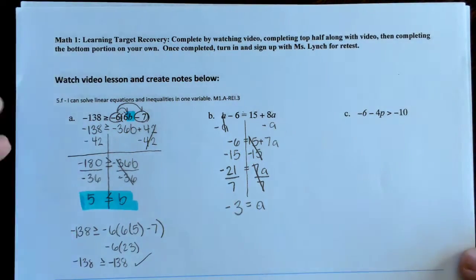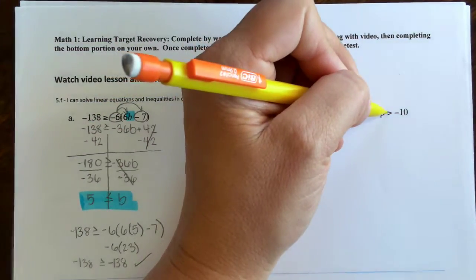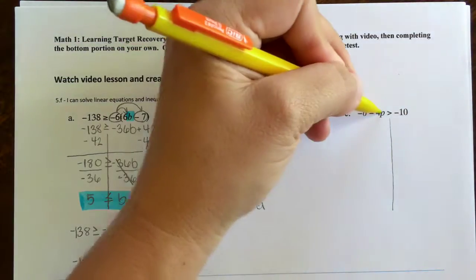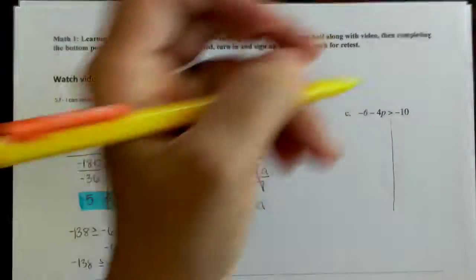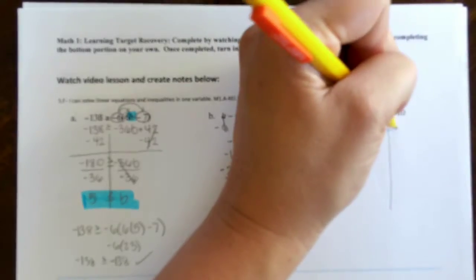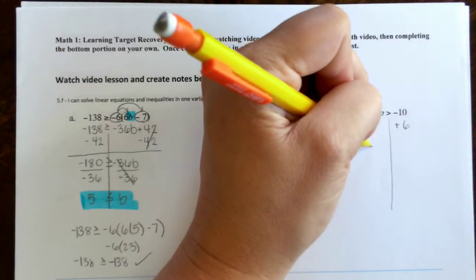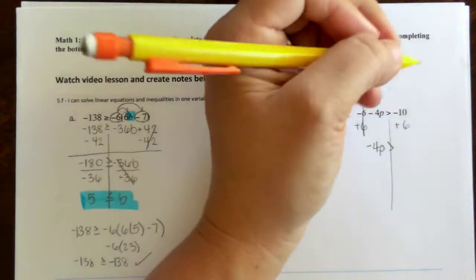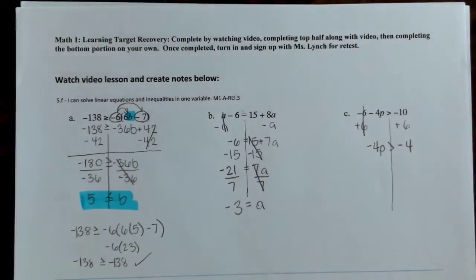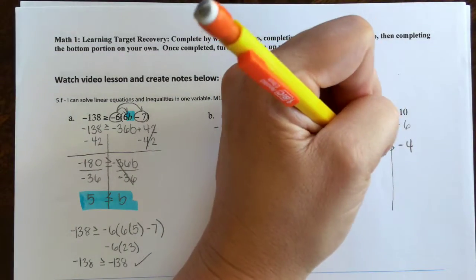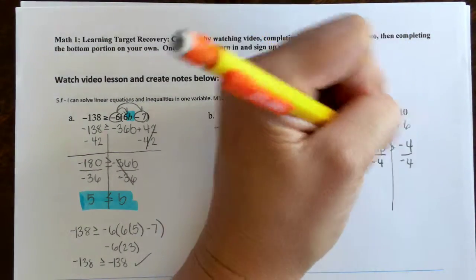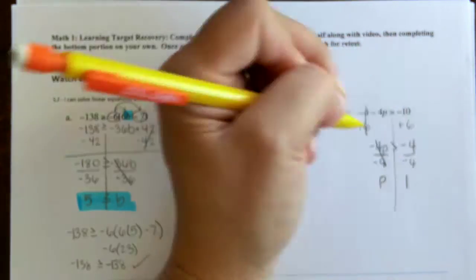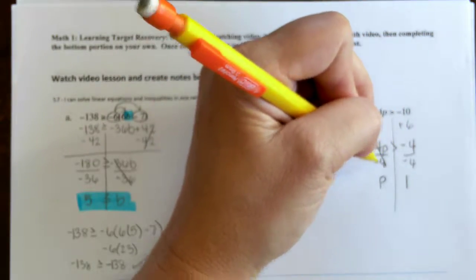Okay, one more. I've got -6 minus 4p is greater than -10. I'm going to draw a line down the equal sign, and I'm trying to isolate that p. So what I've got there is adding 6, cancels that out. I end up with -4p is greater than -10 plus 6 is going to give me -4. Then going to be dividing by -4, and p, and -4 divided by -4 is 1. And what happens to the sign when I divide by a negative?